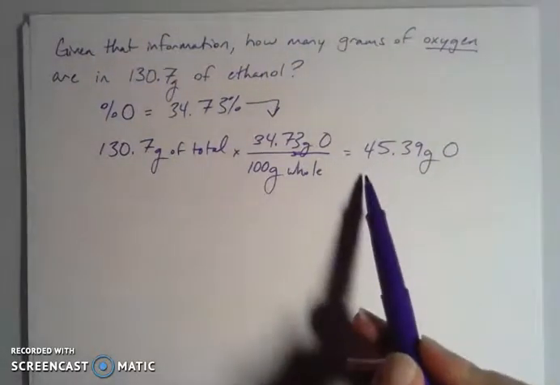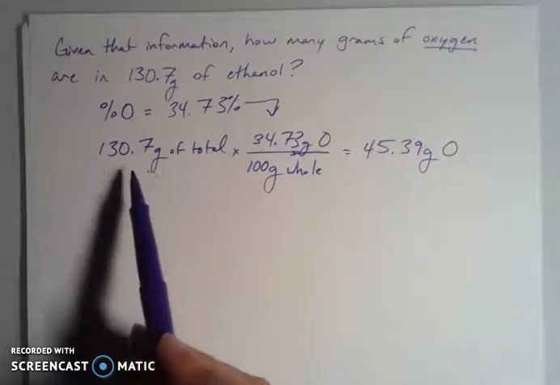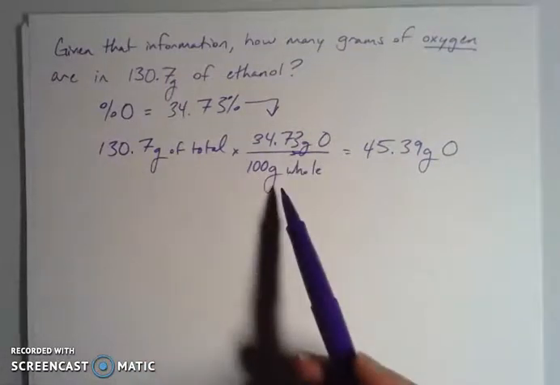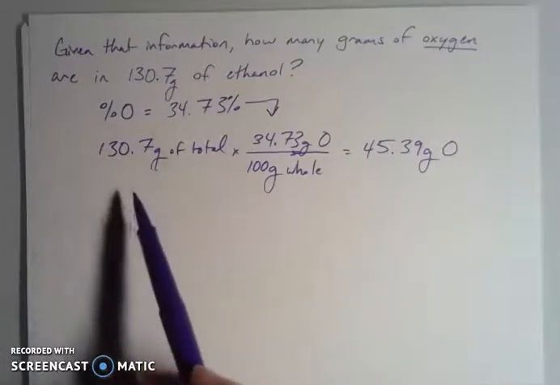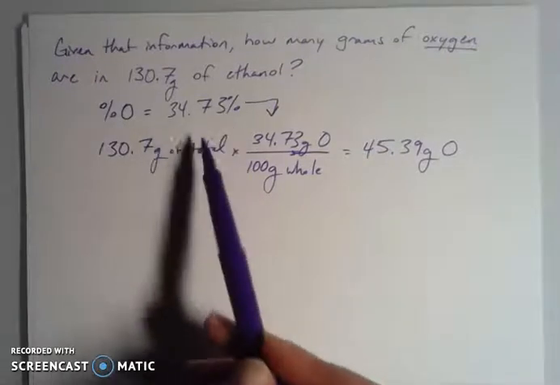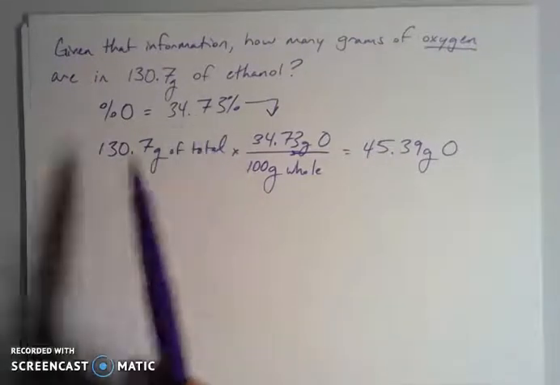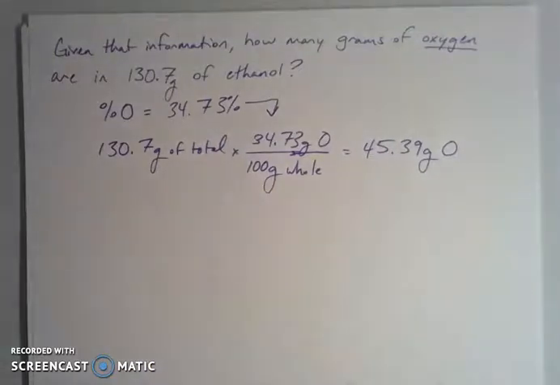Now, does this number make sense? In terms of magnitude, we would expect it to be smaller than the initial number, right? We're talking about a percentage of that initial number. We're talking about how much oxygen was in that original amount. And if we're thinking, okay, back of the envelope calculations, this is about 35% of 130. Okay, that looks like it's going to be about the 40 to 50 range. That's a good kind of guesstimate.